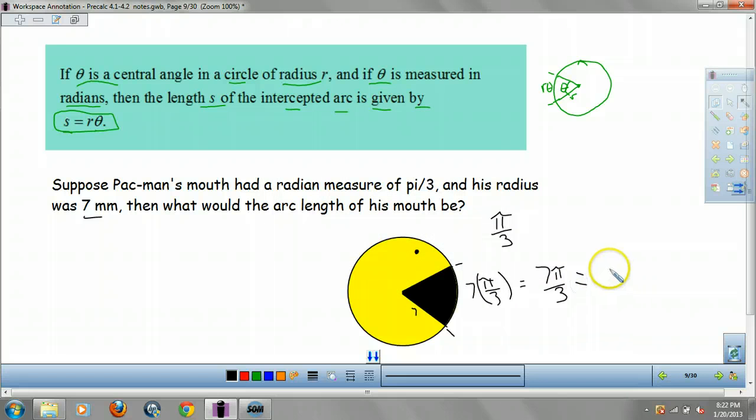I'm back. According to my calculation, it's about 7.33 millimeters. That's how big the ghost could be. Here's your trivia question: what's the name of the ghost? There's a bunch of them, 4 of them. First one to give me the answer wins.